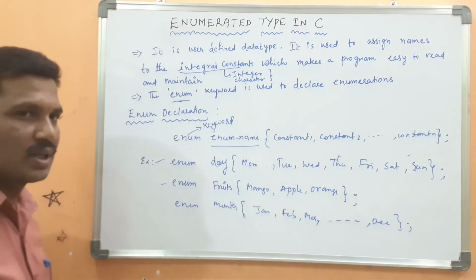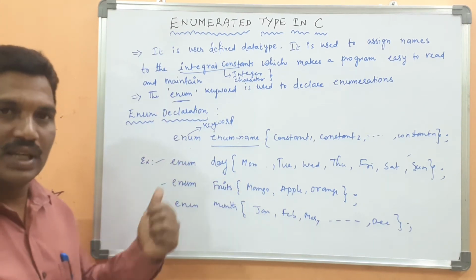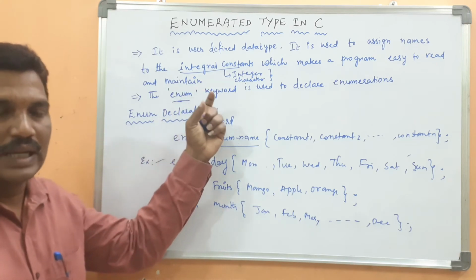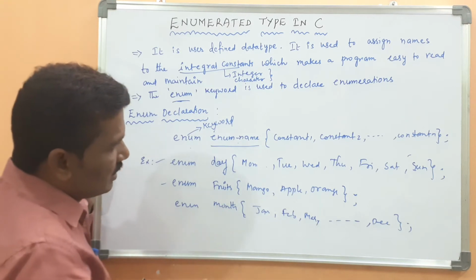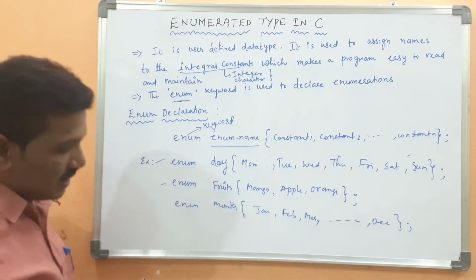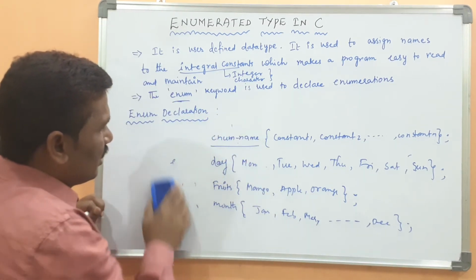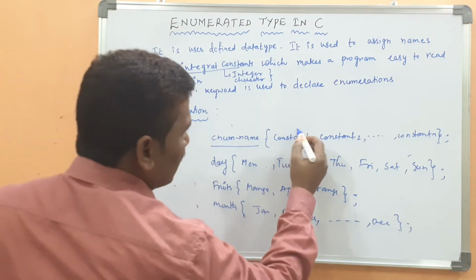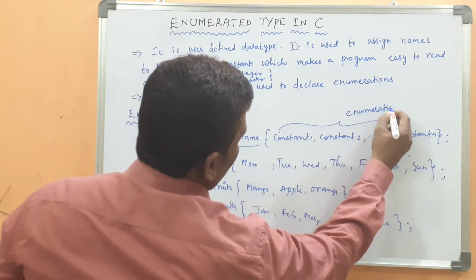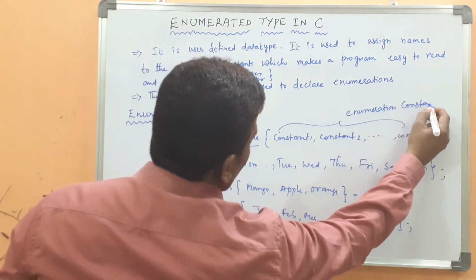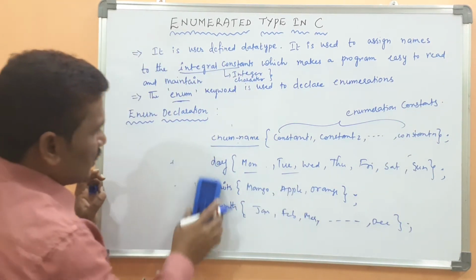Based on the application, whichever application is suitable for the enumerated type, we can use the enumerated type in C programming. If you want, I will write the example and explain it with the help of the example. After that, why we use enumerated constants: these enumerated names are also called enumeration constants. Got my point? They are also called enumeration constants.